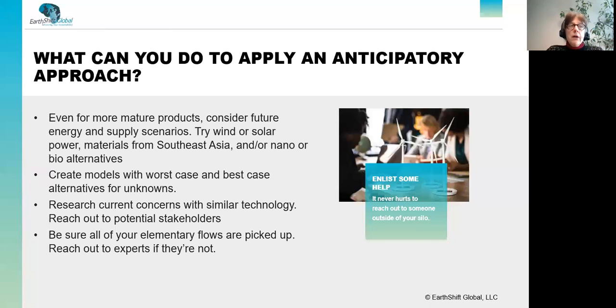You can also look at what the concerns are with a similar technology. So if you don't want to let the cat out of the bag about what you're doing, and you want to understand what stakeholders might be interested in and what they might be concerned about, well, look at a similar technology. Look at something along the lines of what you're doing to understand where stakeholders are concerned, and always reach out to stakeholders if you can.